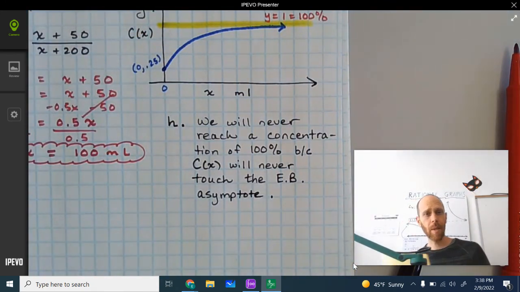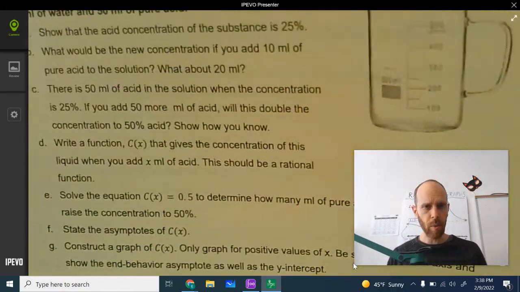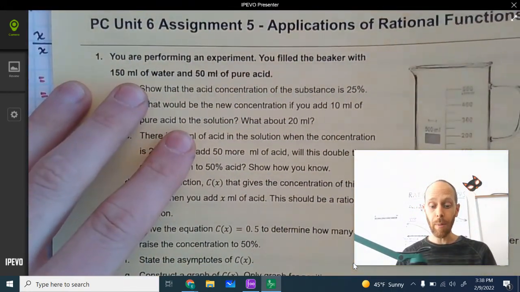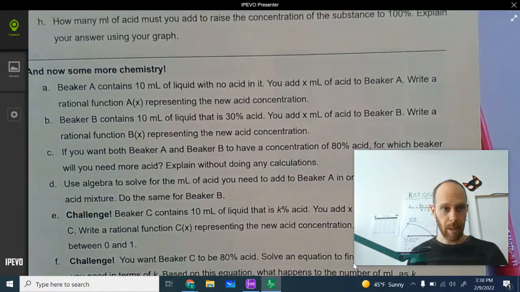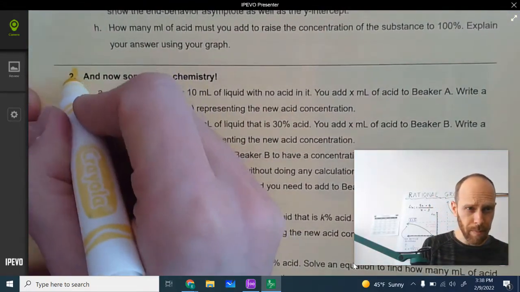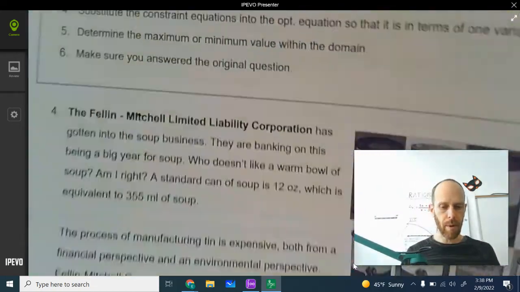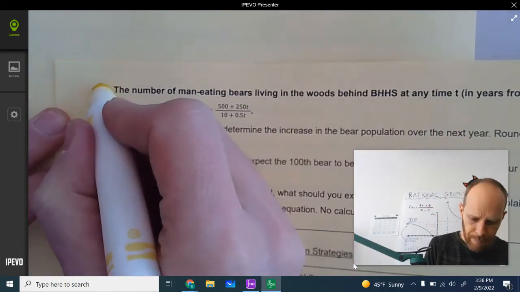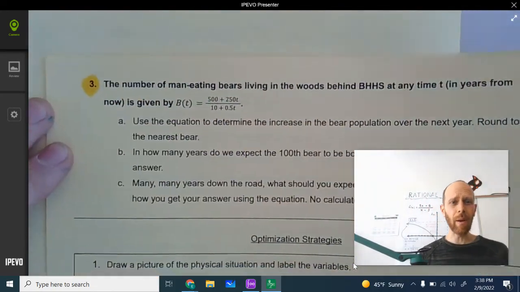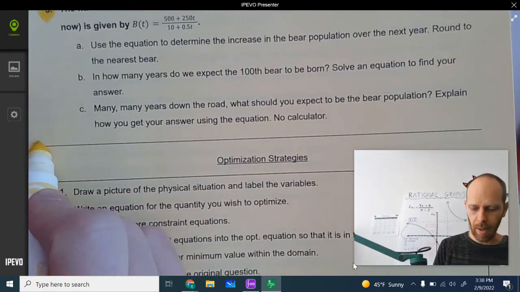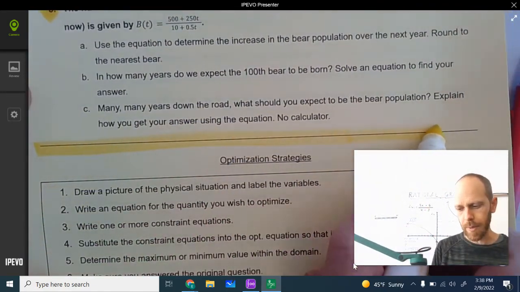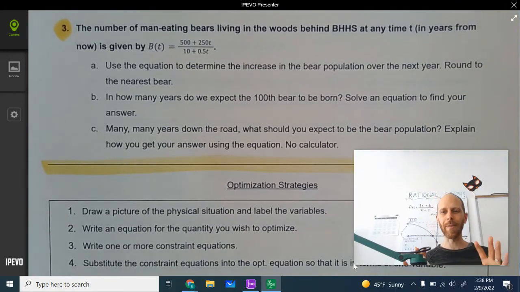All right. So we've gone all the way through number 1. What I would like you to now complete is to do number 2 and to do number 3. And then I want you to stop right there because the rest of the problems are optimization, and we'll talk about that next time.